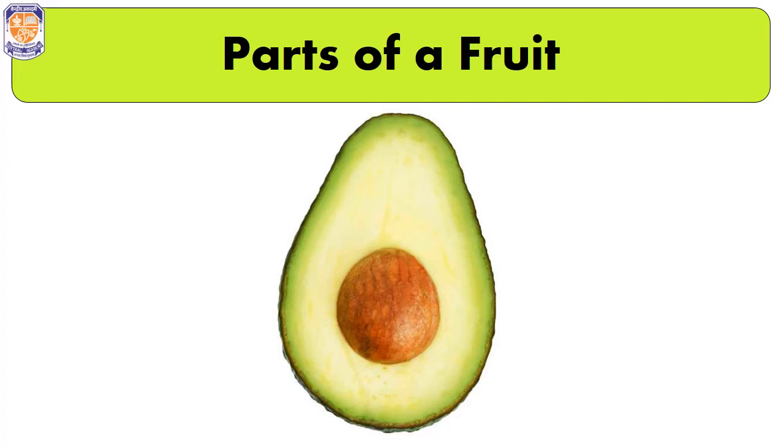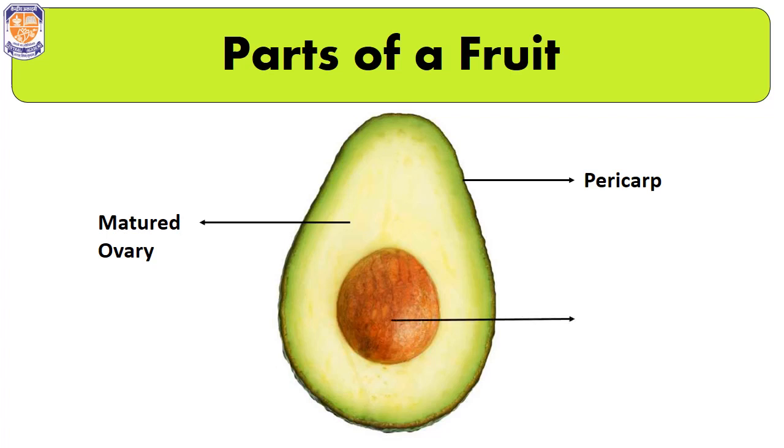Now the parts of a fruit. The outermost covering of a fruit is known as the pericarp. In some fruits we eat the pericarp, while in some we just peel it away and throw the pericarp because it doesn't taste good. For example, in the case of an apple we eat the pericarp, but in the case of a mango we peel it off and throw it away. Then the fleshy part of the fruit is the matured ovary, the ovary which has developed. And then in the center you have the seed. You may have more than one seed in the center, and the seed is the matured ovule.